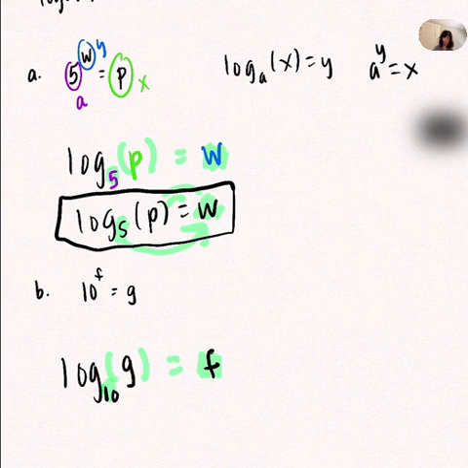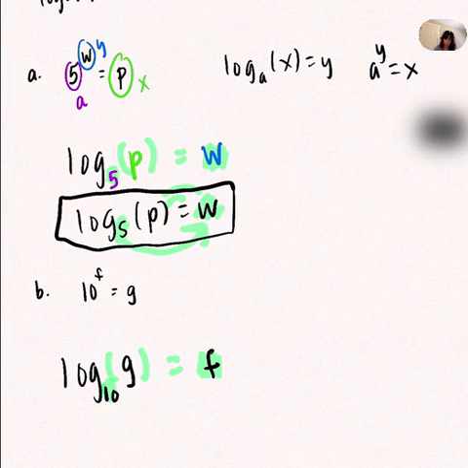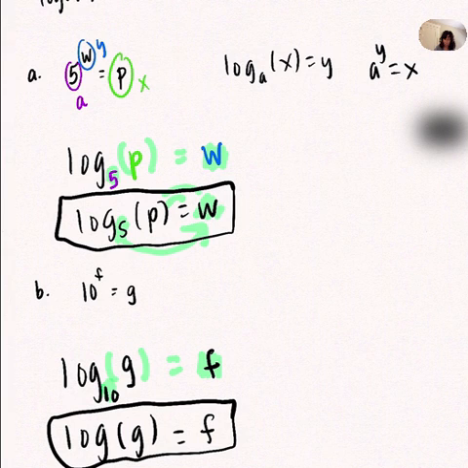Then we can double check by doing our circle, and we check 10 to the f equals g. So 10 to the f equals g, and that's exactly what you see here. Now, when you have log base 10, you don't write the 10. That's convention. So if I want to write this correctly, I would just leave the 10 off. That is only done when you have log base 10.